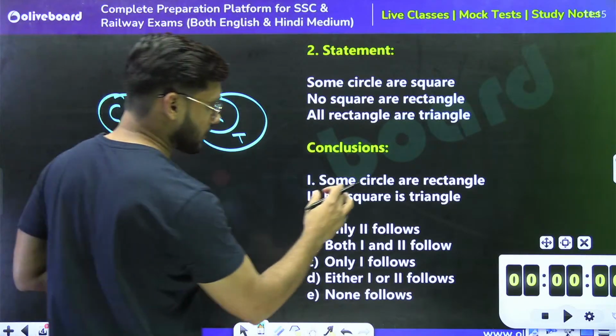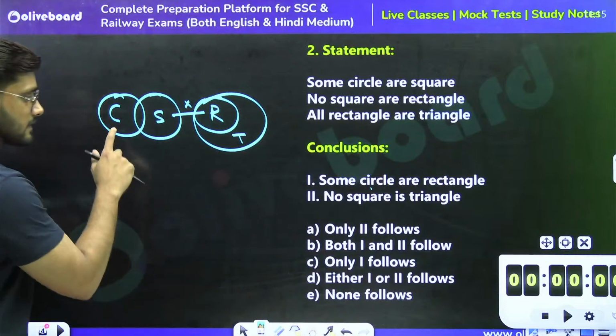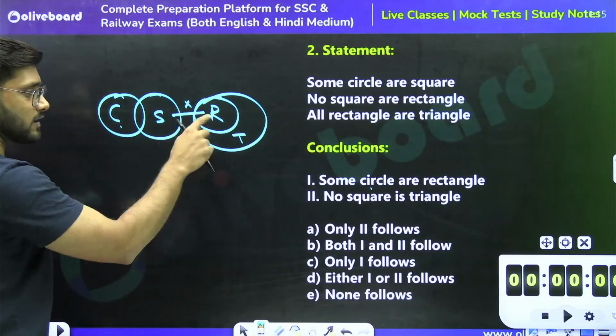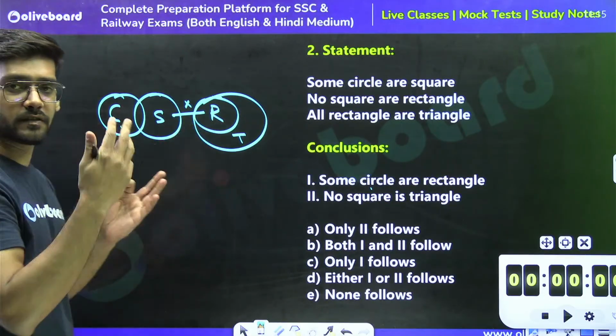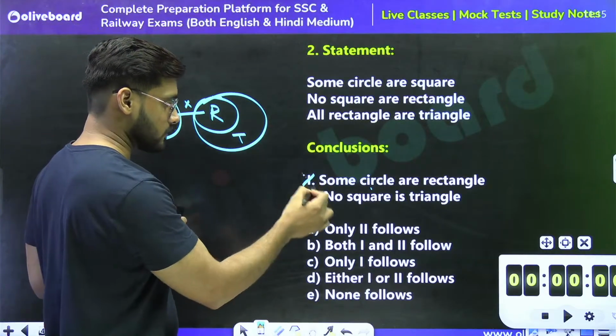In conclusion number 1, some circle are rectangle. Circle are there, rectangle are there. I cannot say anything between circle and rectangle because there is nothing given. So the first one is wrong.